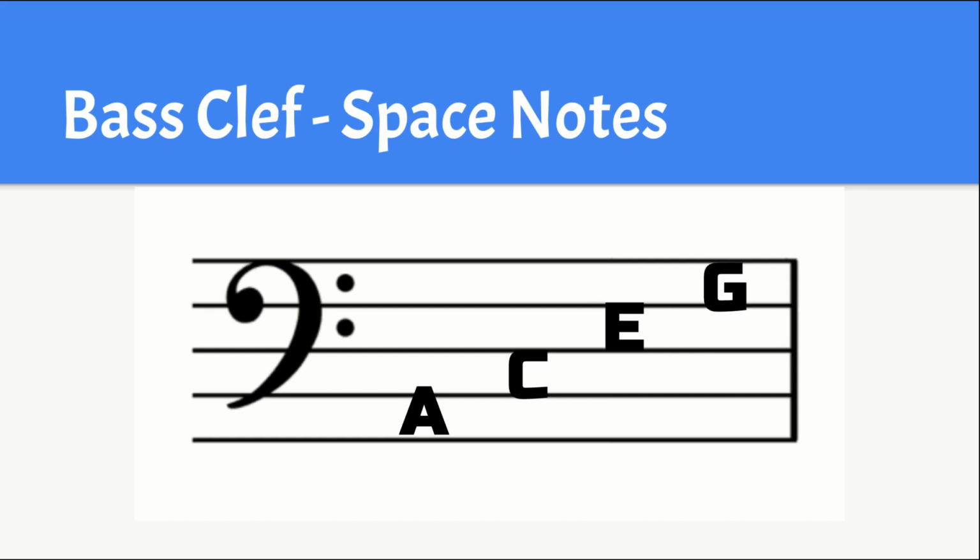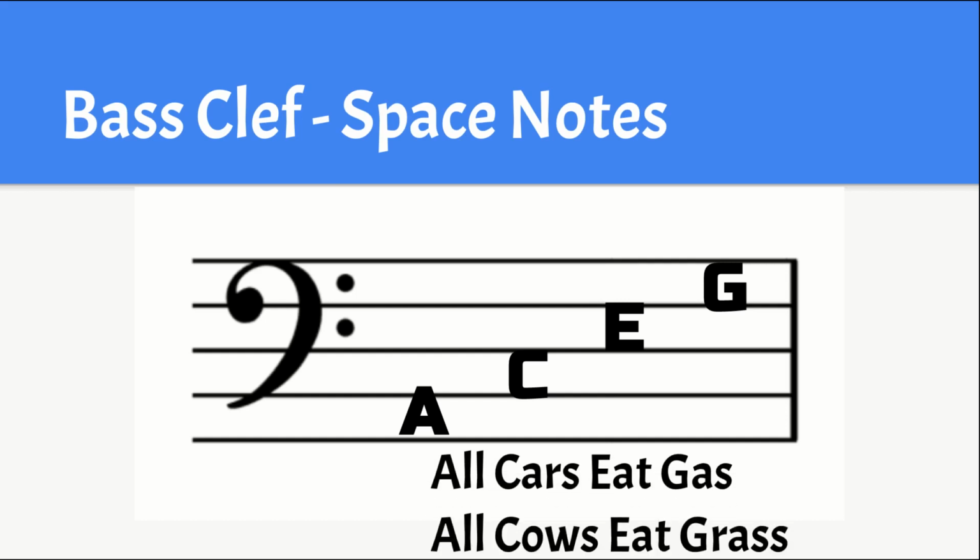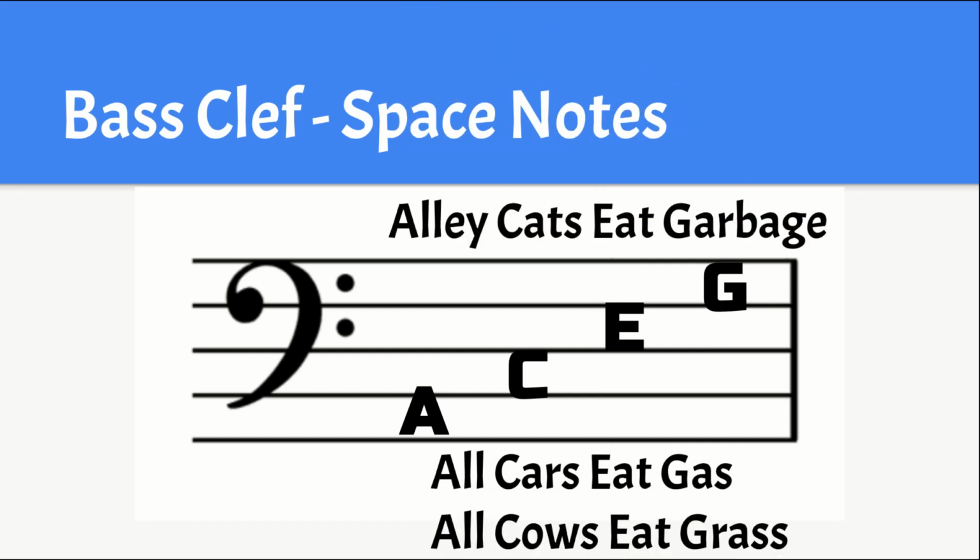Now, that doesn't make a nice word, so we go back to one of those mnemonics that we need to use. Taking the first letter and coming up with an alternate word that's going to help remind you. We've got a couple of them that typically are used here. You've got all cars eat gas, all cows eat grass, and alley cats eat garbage. Any one of those will work for you. You just have to choose one, again, that will work for you and stick in your head.